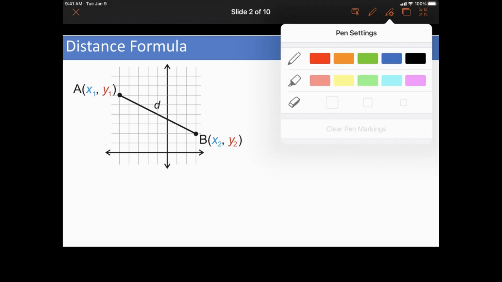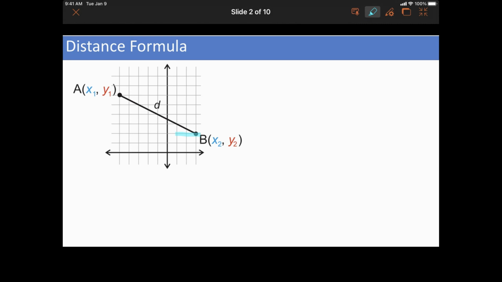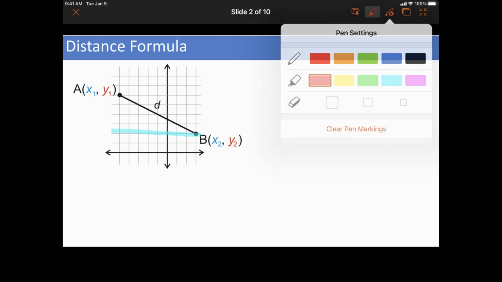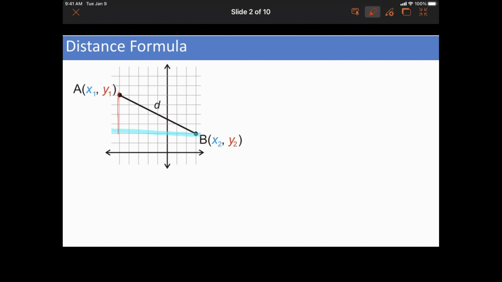So if I extend this, you can see it's a right triangle. And then if I can figure out the length of those legs, then I can find the hypotenuse, which is D.